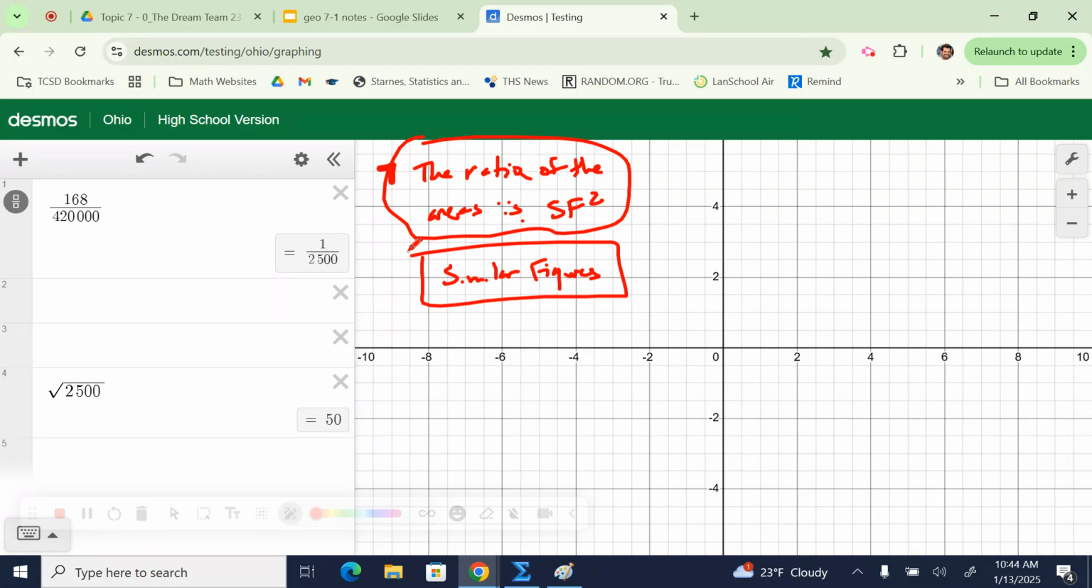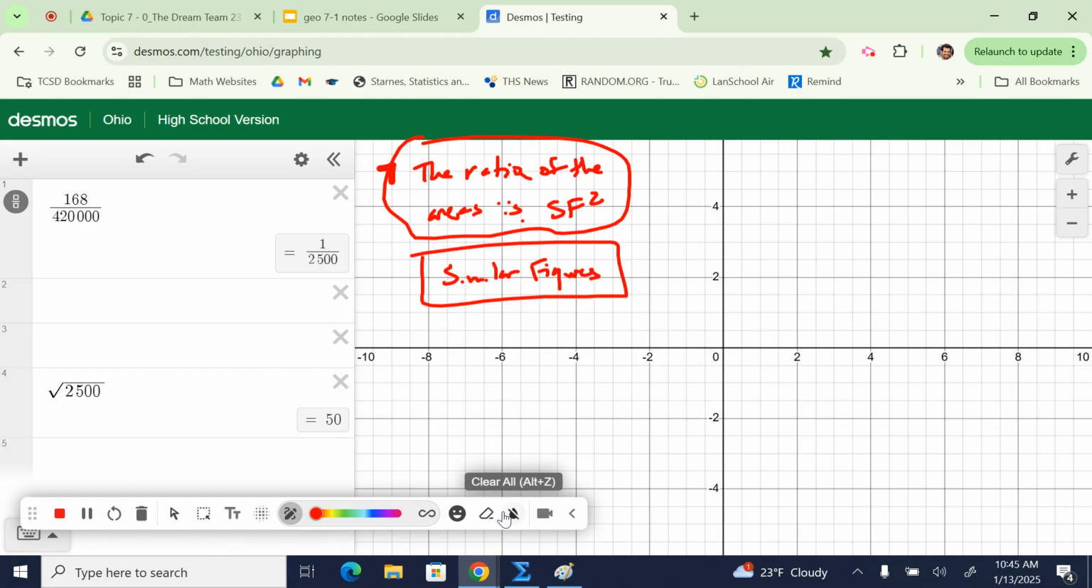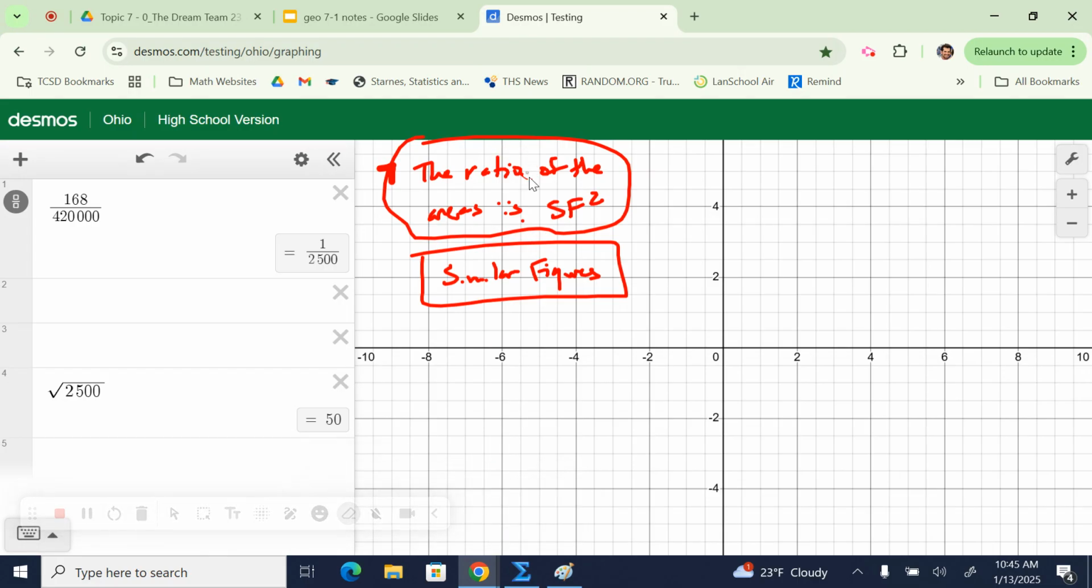Okay? So this is sort of a state test question. The ratio of the areas is equal to the scale factor squared.